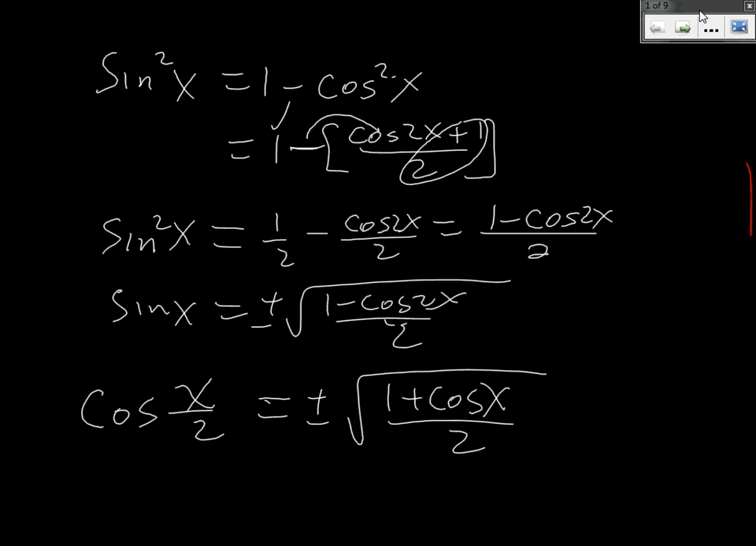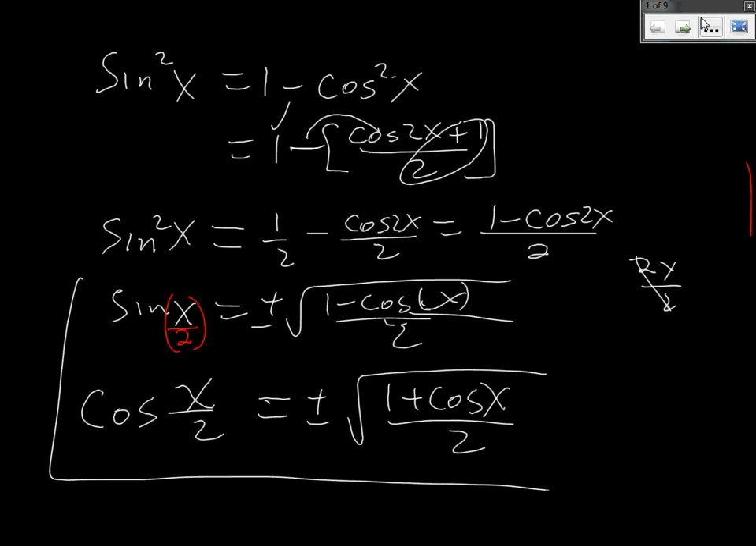I could replace this with x over 2, and this 2x will just be x. Why? Because 2x over 2 is just x. So there is my second formula. They look almost the same. Please notice that, so you can remember it easily. Minus, plus. Other than that, get the same answer.